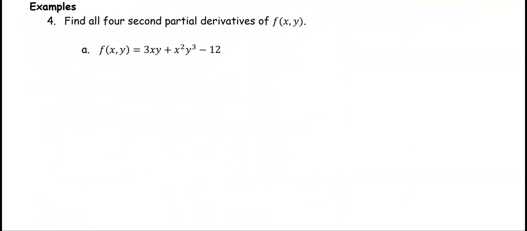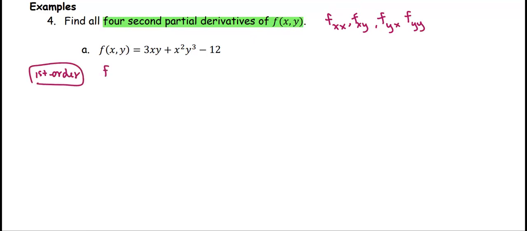Let's look at the example. We're going to find all four second partial derivatives of the function of x and y. That means we are going to find f subscript x and f subscript y, and later we're going to find the partial derivative with respect to x on top of it, and the partial derivative with respect to y on top of it. First of all, we find the first order partial derivatives. So first order. That means f subscript x.